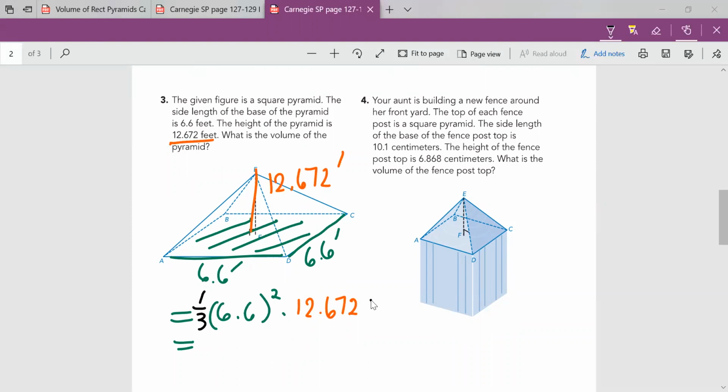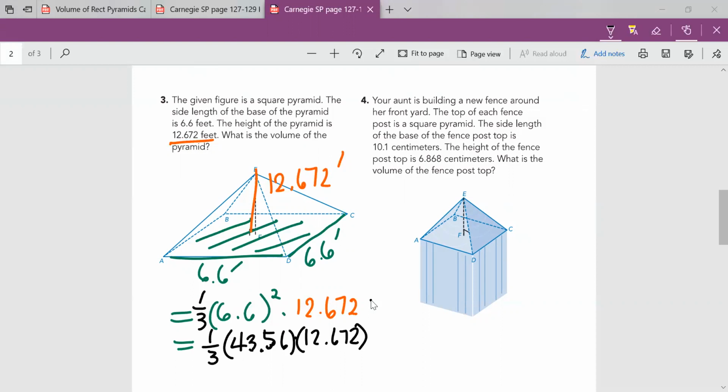Okay, so let's do 6.6 squared, which is 43.56. 43.56 times 12.672. I'm going to use parentheses because we have the decimal. Sorry, it's hard to write on here. And then we'll divide by 3. So you have 43.56 in your calculator. You will then multiply that by 12.672 and hit your enter key.